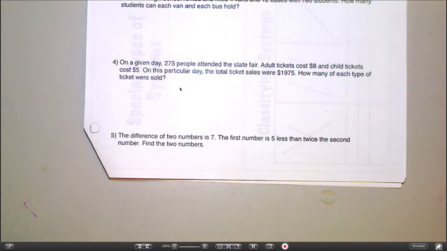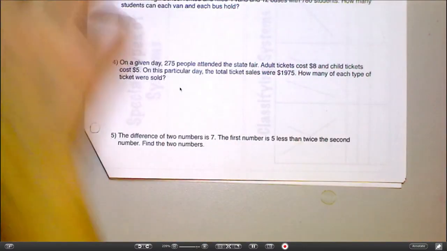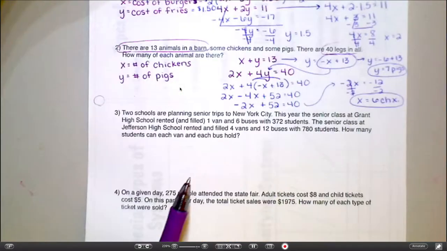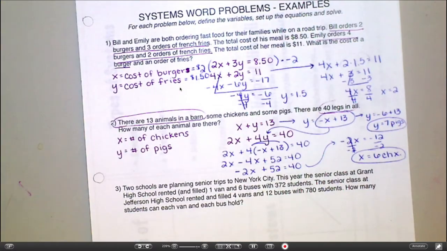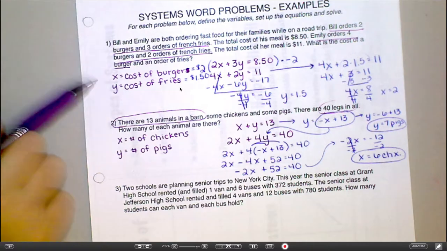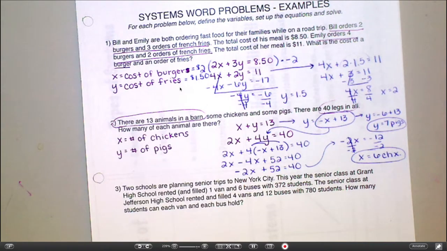What things am I trying to find? Now hold on a second, because I see that a lot. So wait just a minute. Back up here when we were defining variables, did we put numbers anywhere? Did we say that X was going to represent the 3 orders of fries?